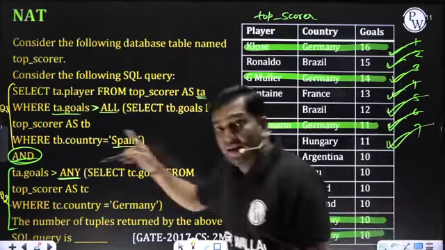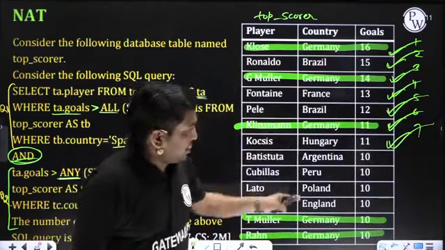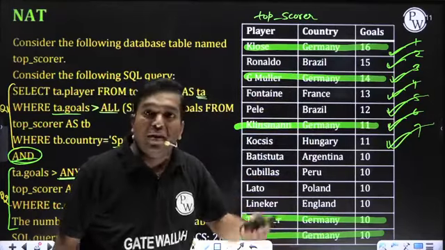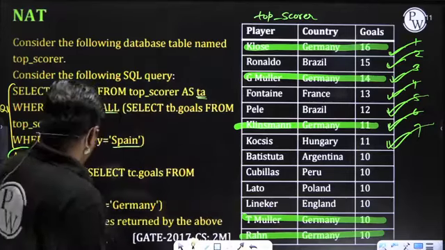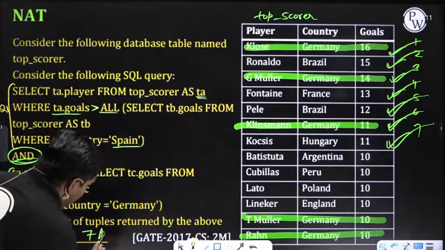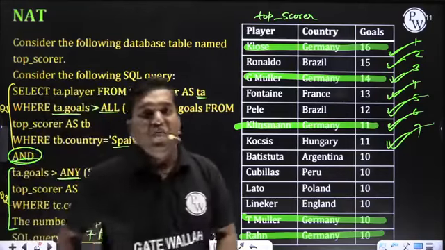So here the AND operation is there. So what is the answer for this? 7. So what is the output? 7, my dear. So here you can see the number of tuples returned by the above SQL query, that is 7, is the correct answer for this question.